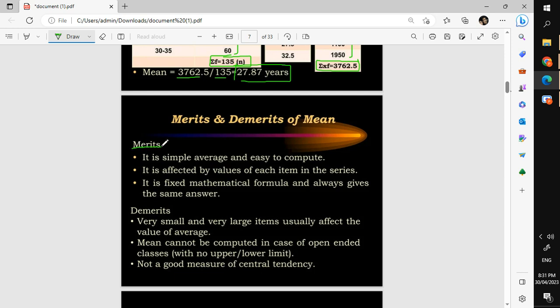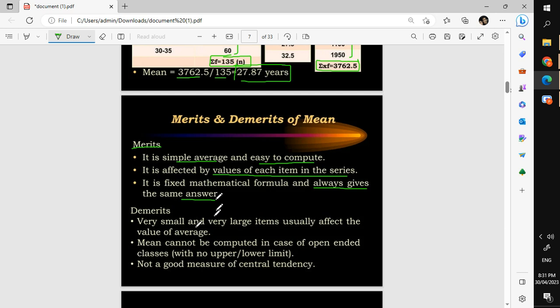Now, let's talk about the advantages and the disadvantages of the mean. So, let's talk first on the merits or the positive things about the mean. It is simple, average, and easy to compute. So the mean can be easily computed, di ba? So, i-add lang nimo tanan values divided by the total number of observations, then you have it already. Next is, it is affected by values of each item in the series. So, ang value ng imong mean magdepende sa values ng imong observation. Okay? It is a fixed mathematical formula and always gives the same answer.